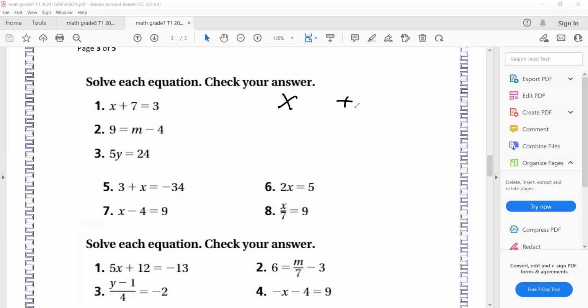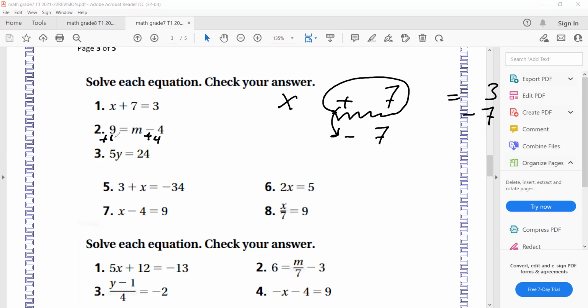I do the inverse operation, okay? If beside x, which number is beside x? Plus 7. I need to remove plus 7. I remove it by the inverse operation, minus 7. Then I must do the same on both sides. Here, minus 4. Then plus 4 in both sides. I look at the variable. Here, 5y. The inverse, divide by 5. Here, 3 plus x. Then minus 3, minus 3, to remove plus 3. 2x. Divide 2, divide 2.